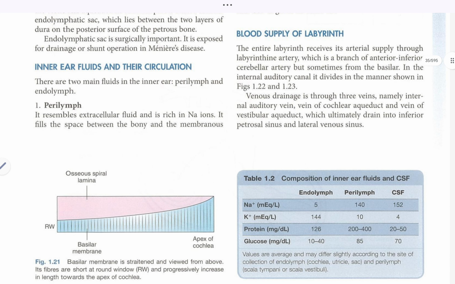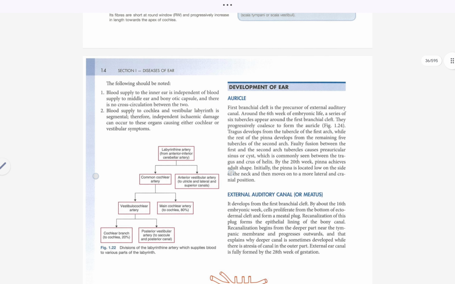Blood supply of labyrinth. The entire labyrinth receives its arterial supply through the labyrinthine artery, which is a branch of the anterior inferior cerebellar artery, but sometimes from the basilar artery. In the internal auditory canal, it divides in the manner shown in the figure. Venous drainage is through three veins, namely the internal auditory vein, vein of cochlear aqueduct, and vein of vestibular aqueduct, which ultimately drain into the inferior petrosal sinus and lateral venous sinus.